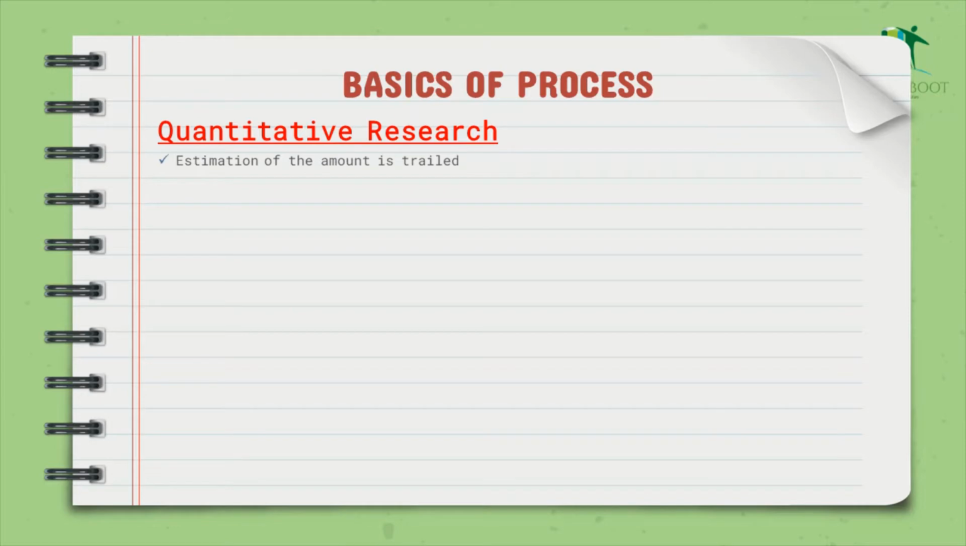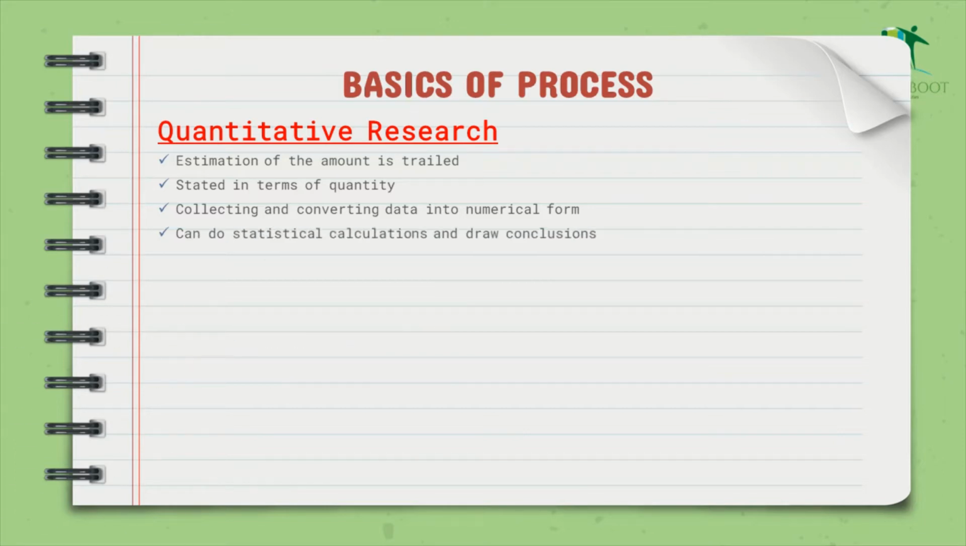It is an estimation based on cost. How much it costs to process a research work. It is relevant and it is stated in terms of quantity. It involves collecting data and converting data into numerical forms. So we use statistical and formula-based methods to make the calculation to find the solutions.